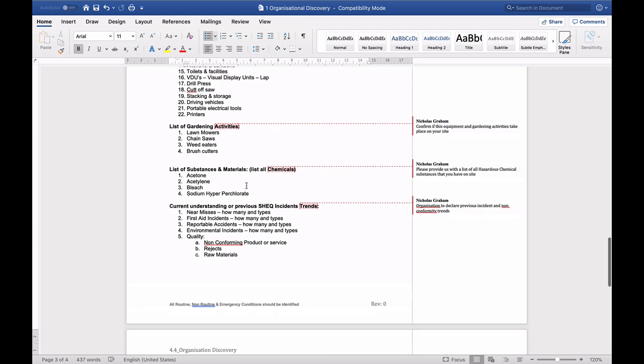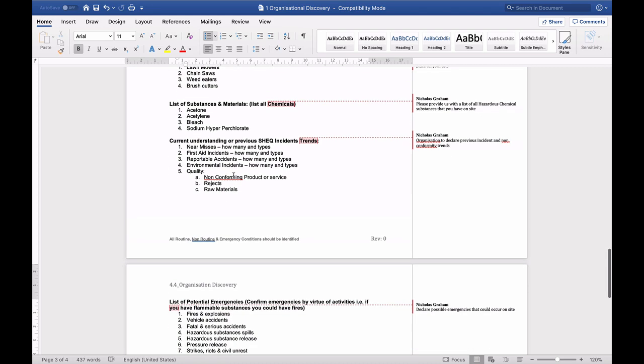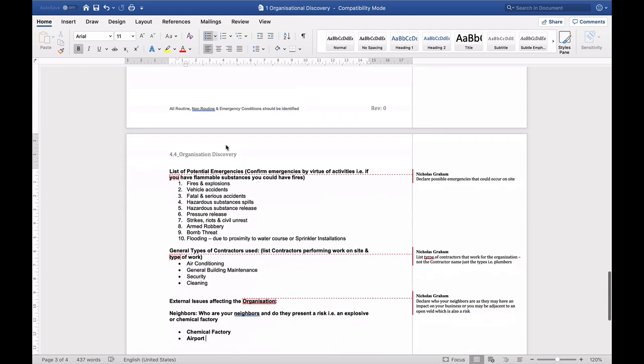We ask the client to provide us with a list of substances. So you can see they're using acetone and acetylene, etc. Obviously, we would then get the material safety data sheets for that, and then we would pull those through to the chemical risk assessment. We ask the client to provide us with information on their historic accident and incident or non-conformity trends, so that we've got an understanding of what are some of the activities, products, services, substances that are causing the issues within the organization.